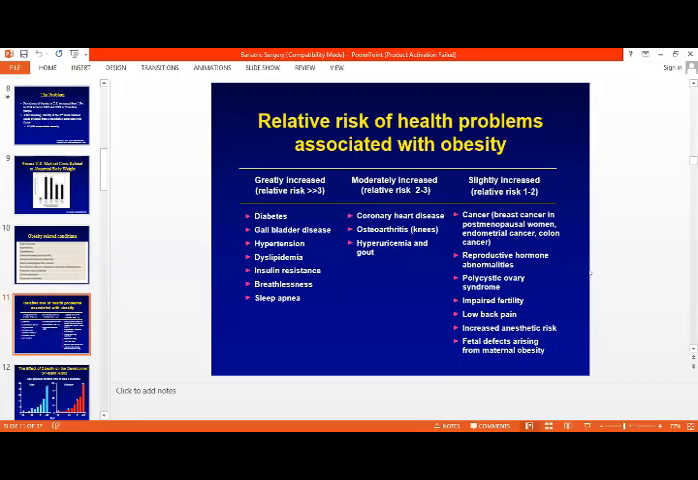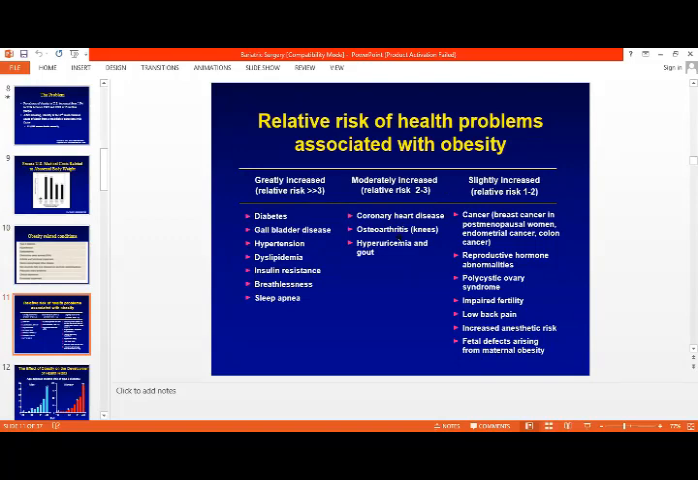And there is another table which shows the conditions which are associated with obesity. If you see on the left side, almost 3 times the risk of a normal person. If somebody is obese, they have 3 times the normal risk of developing diabetes, cholelithiasis, hypertension, dyslipidemia, insulin resistance, obstructive sleep apnea, etc.